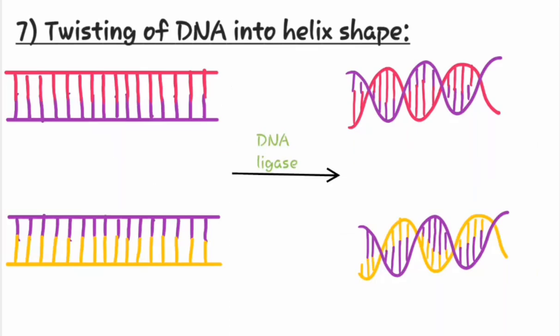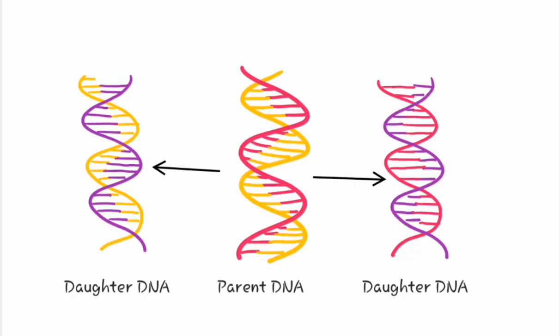Now the last and final step of the DNA replication process is the twisting of DNA into helix shape. This is done with the help of the enzyme DNA ligase. Untwisted daughter DNA molecule is finally twisted.